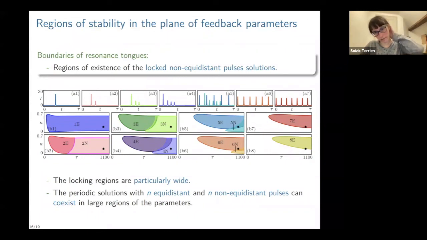For continuation and bifurcation analysis, you have to use dedicated methods, in particular the DDE-BIFTOOL package in MATLAB, which is really dedicated to DDEs. In that case, you really have to use dedicated methods for delay equations.